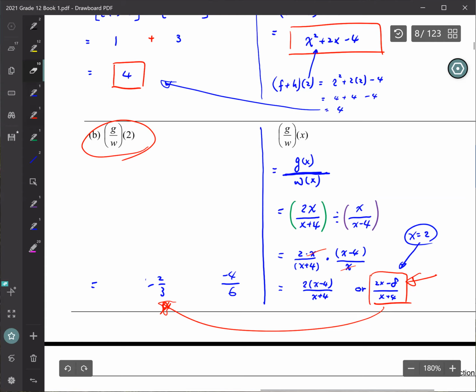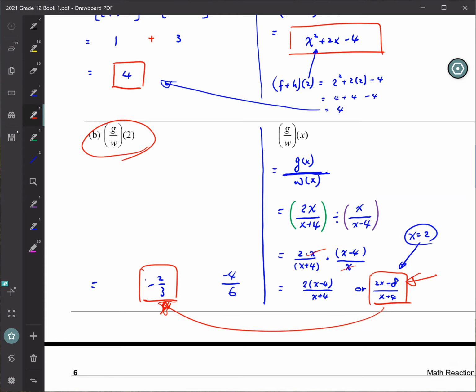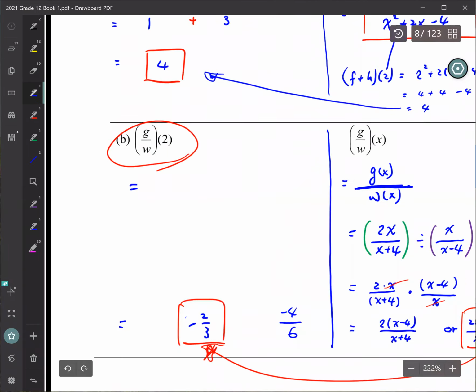So you get -2/3 should be our answer. So that's if you use the function, okay? You find the function first and use it to find the value. You could also directly separate the function and find the value directly, okay? So let's also try that. The answer should match, okay?